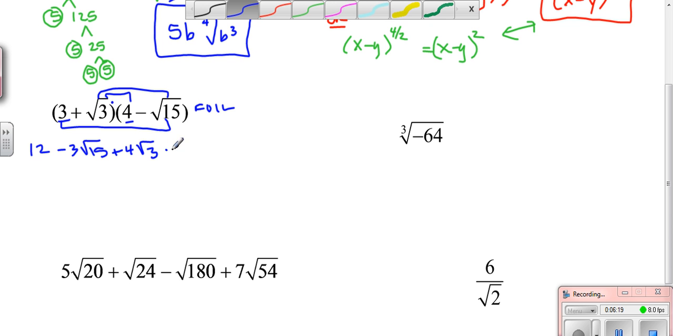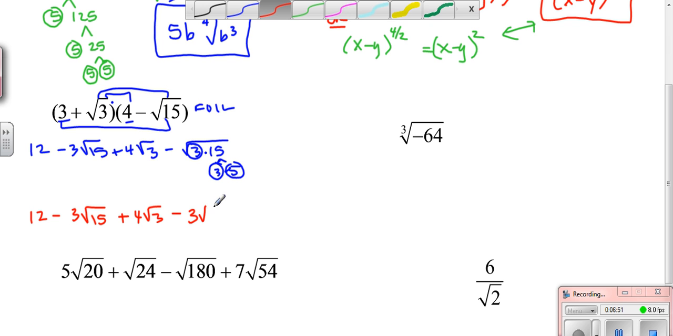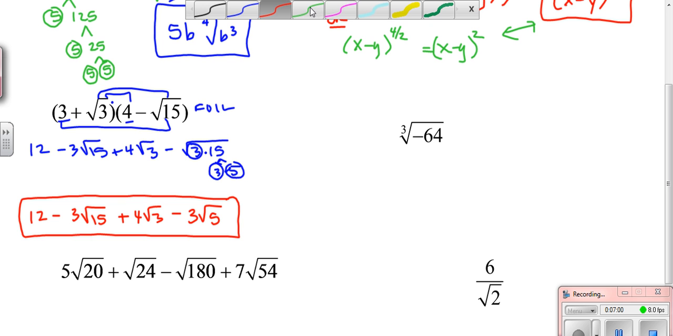Inside terms plus 4 times the square root of 3, and your last two terms. Now, I'm not necessarily going to go ahead and multiply these together. I'm going to write it like that because we know we're going to have to simplify. Nothing can be simplified in the first part, but 15 is 3 times 5. So that means I have two factors of 3 and a factor of 5. So I have 12 minus 3 square roots of 15 plus 4 square roots of 3 minus the square root of 3 squared is 3 with a leftover of 5. Because none of those radicals are identical, I cannot combine them, and that's your final answer.